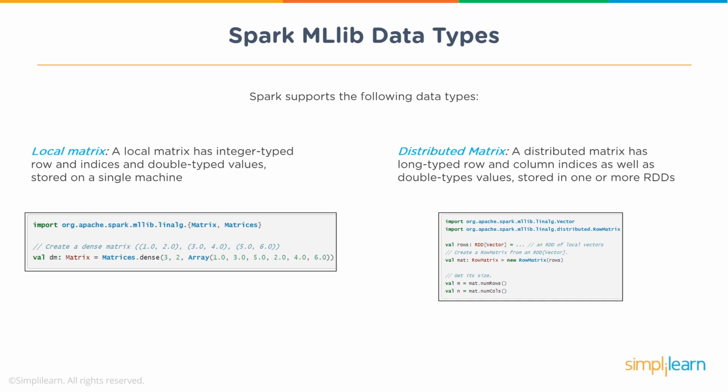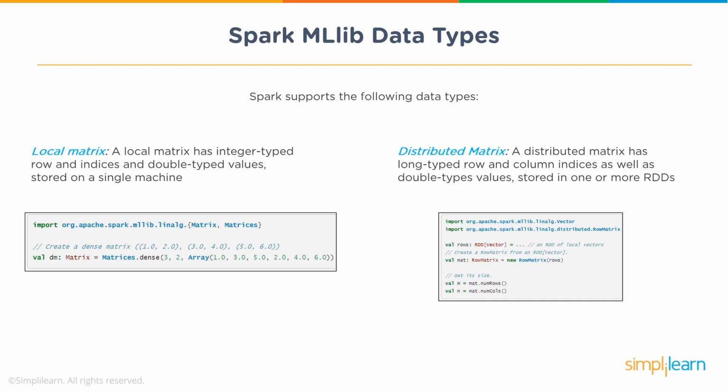Now a distributed matrix has long-typed row and column indices and double-typed values. These are stored distributively in one or more RDDs. It is very important to store large matrices in a distributed way. If you convert a distributed matrix to a different format, you may need a global shuffle, which can be expensive. So there are different types of distributed matrices which have been implemented.